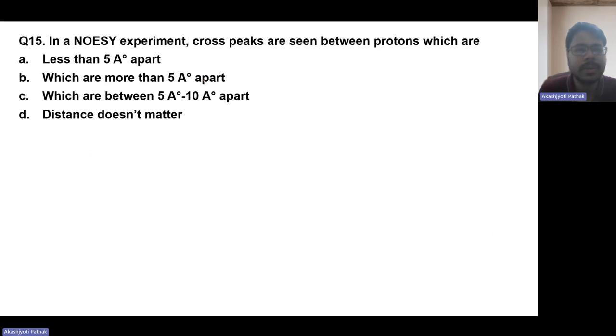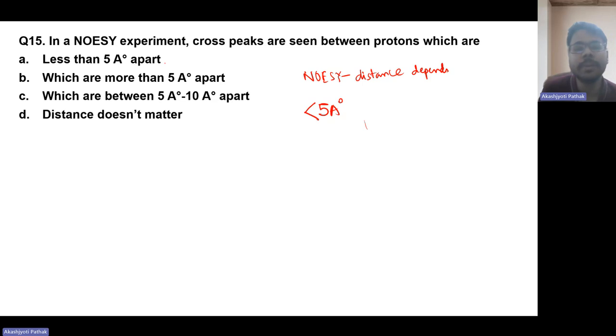Now, in a NOESY experiment, cross peaks are seen between protons which are less than 5 angstrom apart, more than 5 angstrom apart, or between 5 angstrom to 10 angstrom apart; distance does not matter? What I was saying just now is that the NOESY experiment is a distance dependent phenomenon. We had learned this, right? It depends on the distance between the two spins and how the two spins are oriented in space, because the transfer is taking place by dipolar interaction. So the transfer will only take place if the distance between two spins is less than 5 angstrom.